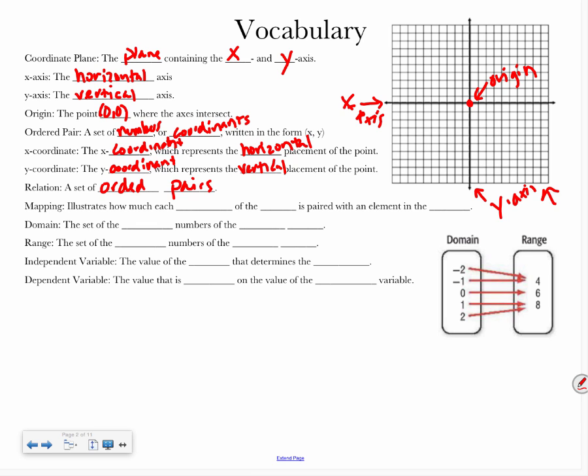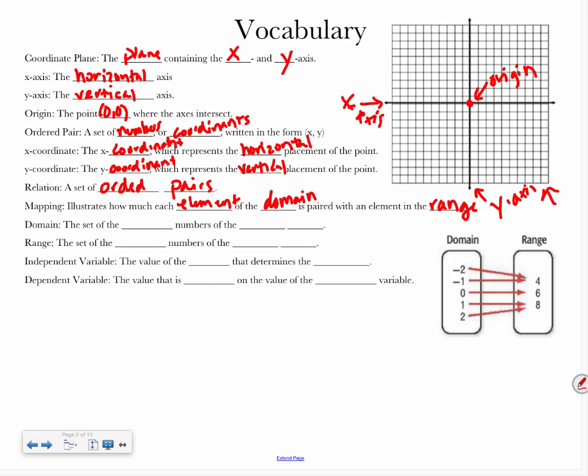And if this doesn't make sense yet, that's okay. We're going to be doing examples using these things, okay? That'll help you solidify what these mean. A mapping illustrates how each element of the domain is paired with an element in the range.